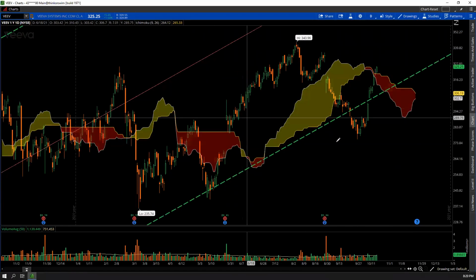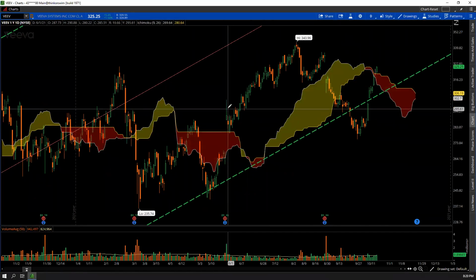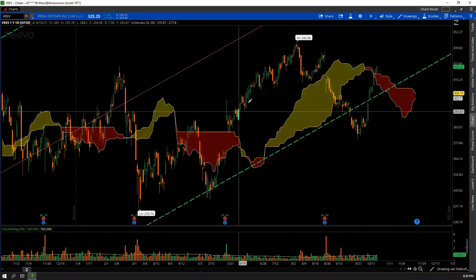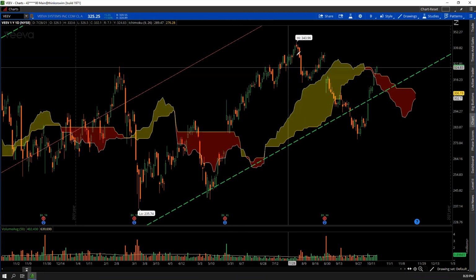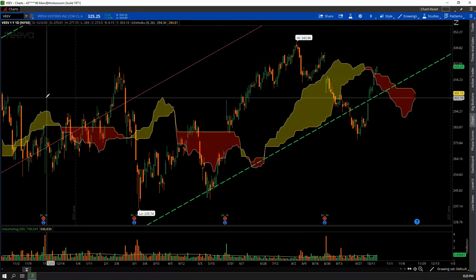So last time, what happened when it broke above the cloud? It broke above it, it retested it and started moving higher. So this is such a very big move, right? And that will be the significance of breaking above the cloud.